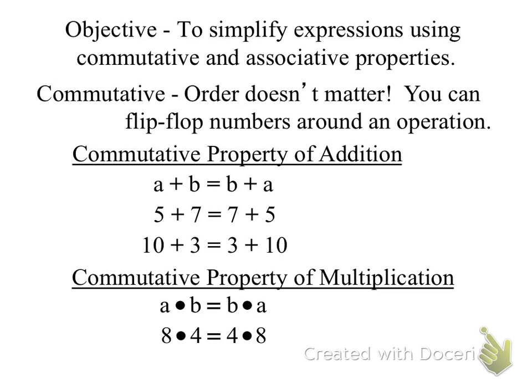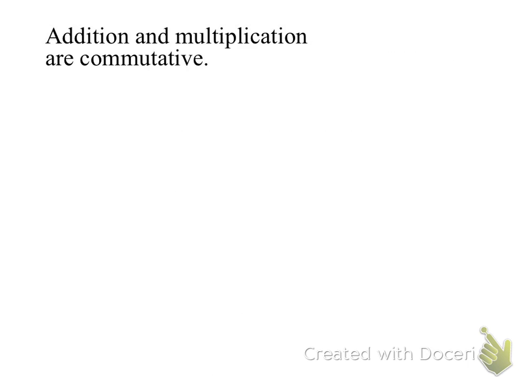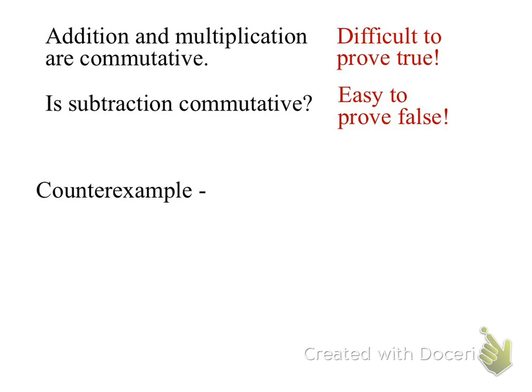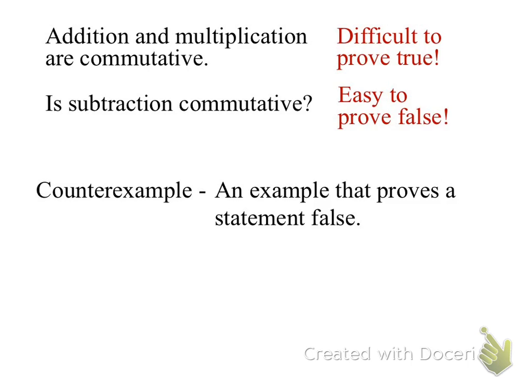Okay, so now the one thing you've got to know about the commutative property: let's look at addition, and addition and multiplication are commutative. Is subtraction commutative? Yes. Okay, and the way we check that is with something called a counterexample. A counterexample proves a statement false. So the counterexample to subtraction being commutative is: is 8 minus 5 the same as 5 minus 8?